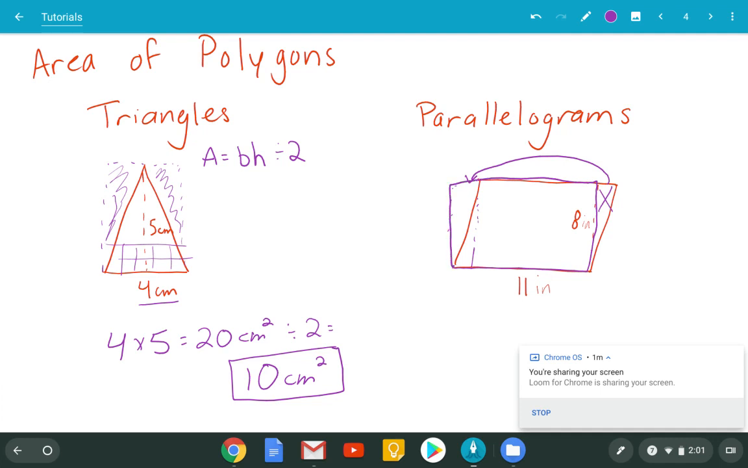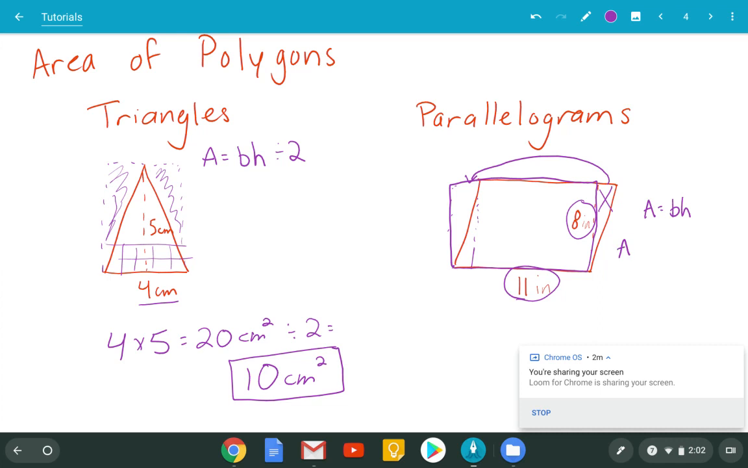An 11 by 8 rectangle is pretty easy to find the area of because we know that for a rectangle, the area is length times width, or in this case, we're going to call it base times height, because base and height are the words that we kind of associate with parallelograms, since we don't have a length and a width, they're not straight sides.